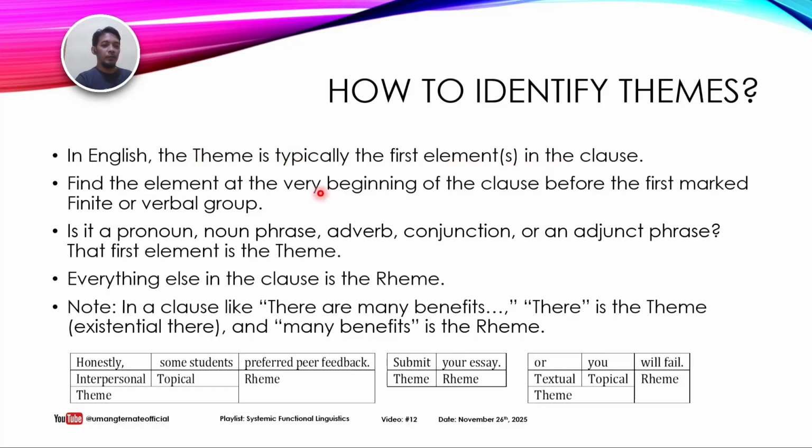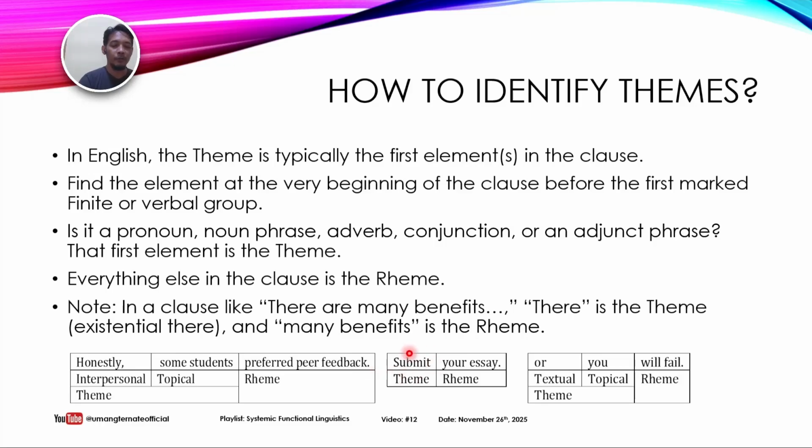So we need to find the element at the very beginning of the clause, before the first marked finite or verbal. Like this, the finite verbal group begins from this verb. And this too is the finite verbal group. But not with this, because this is an interrogative clause. No, I mean the imperative clause.